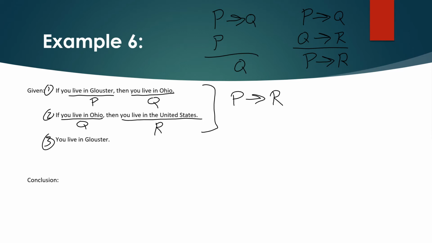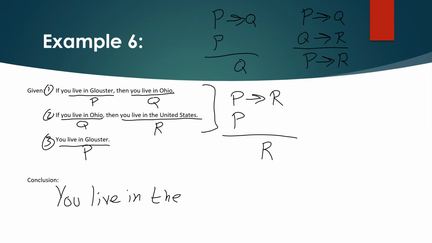Now my third statement says that you live in Gloucester. That's P. So I know that P implies R. P is true. Now I know that the law of detachment says P implies Q. If P is true, then Q is true. But this still works. P implies R. P is true. Therefore, R is true. So my conclusion is going to be R. And R is that you live in the United States. So my conclusion is that you live in the US.